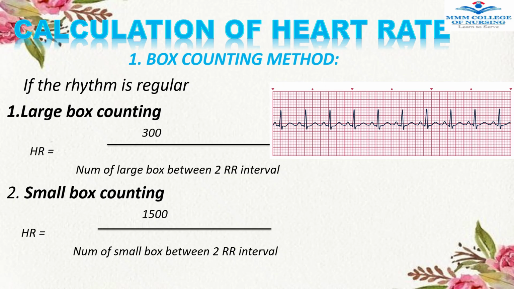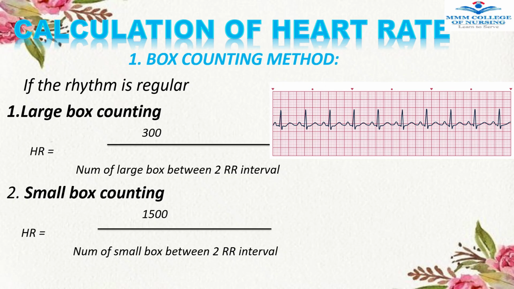So here I want you to understand the reason why we are using the number 300. Usually for calculating the heart rate, we consider 60 seconds. Here each large box corresponds to 0.20 seconds. If you multiply 300 by 0.20 seconds, we will get 60 seconds.